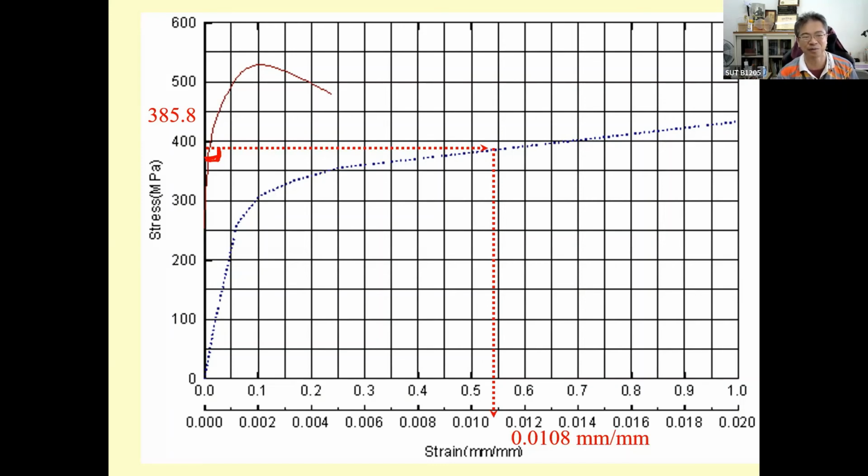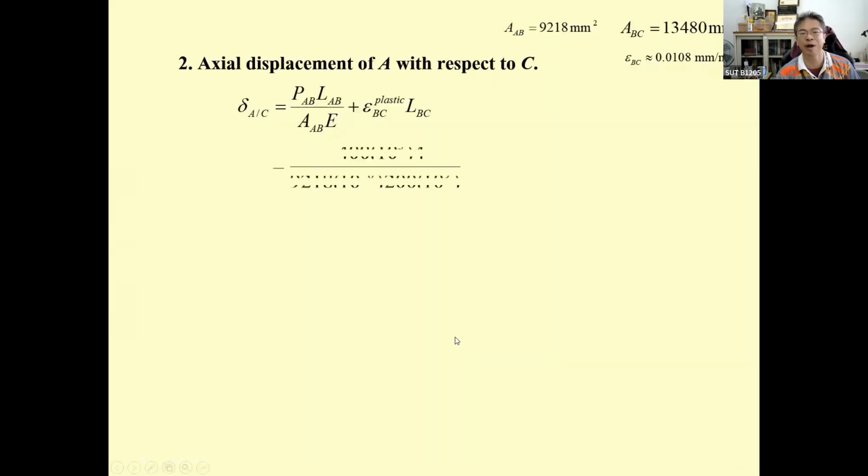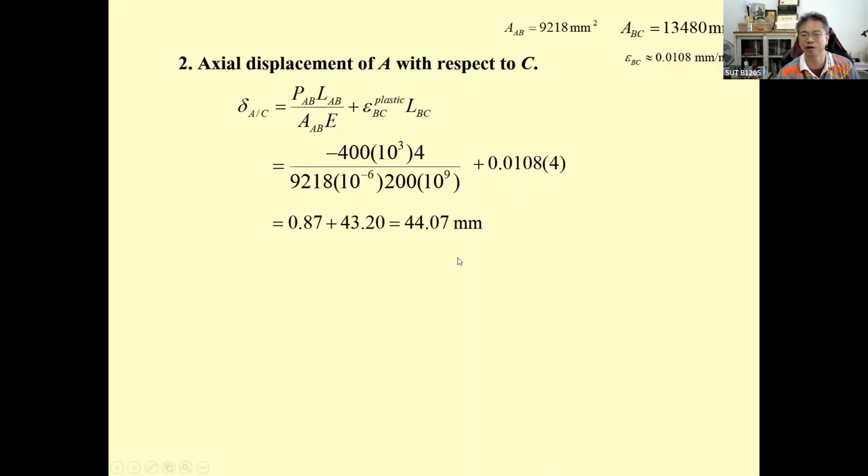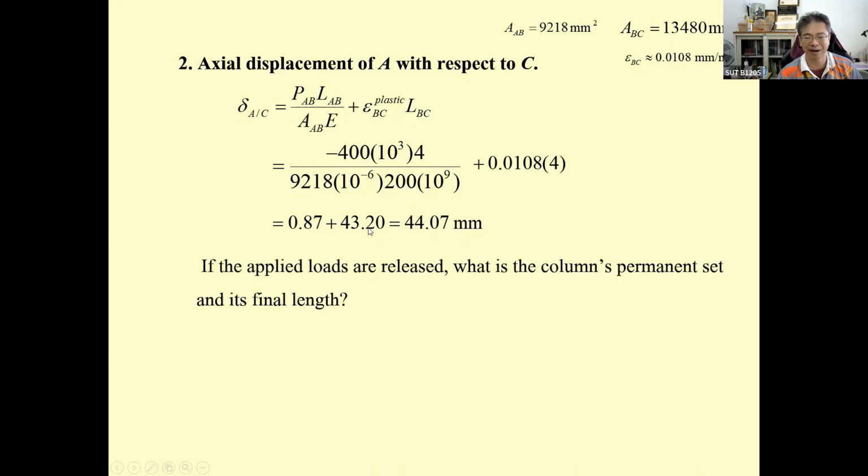And then you get this one, 0.0108. That is going to be the plastic strain, and this is going to be the strain for the BC. Now you put it into this equation, your structure will have large deformation due to this large load, which produces the plastic deformation. The first one is only 0.87 millimeter. That is elastic deformation. For the plastic deformation, it's going to be 43.2 millimeter.